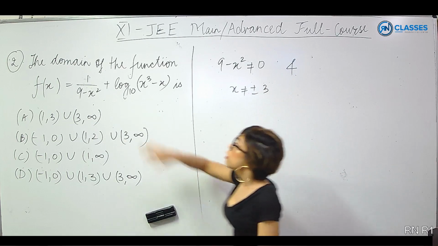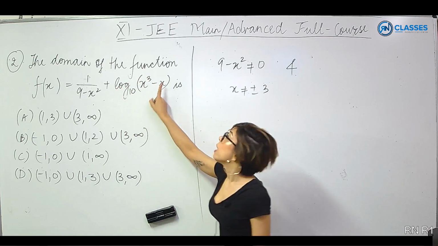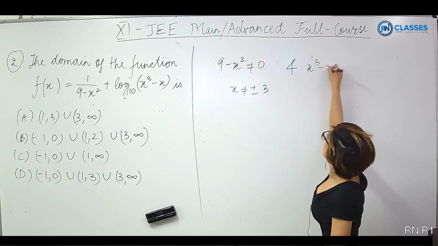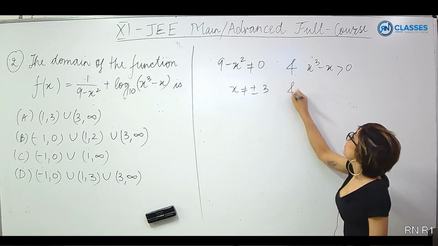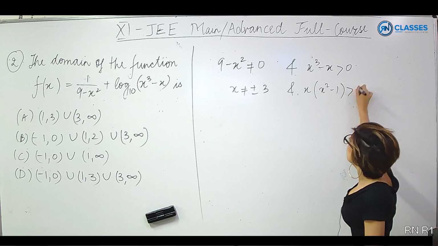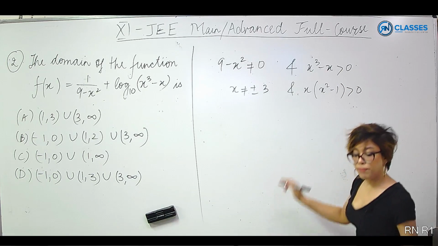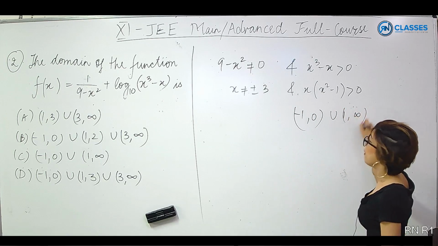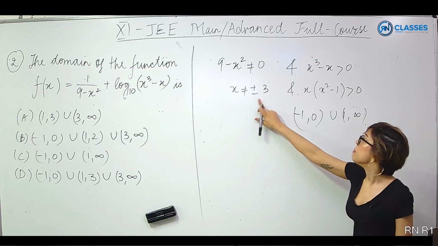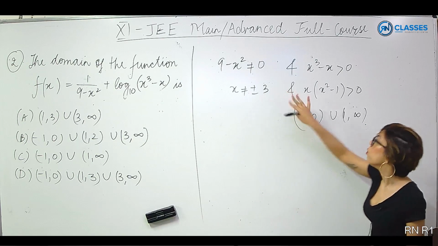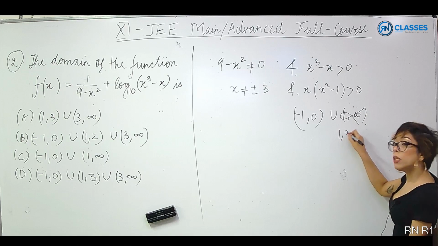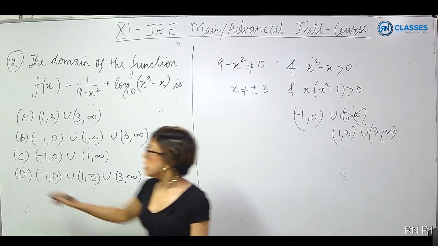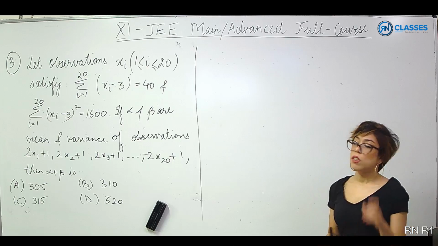And at the same time, this should be defined. Log of something, right? So that means this quantity should be greater than 0. So, x cube minus x greater than 0. From here, you can say x into (x square minus 1) greater than 0. You can obviously find out, it turns out to be minus 1 to 0, union 1 to infinity. But mind it, obviously minus 3 is not even coming into the picture, but 3 I need to neglect. So that is 1 to 3 because I need to remove it, union 3 to infinity. That is why option D is the correct one. Alright, on to the third one.